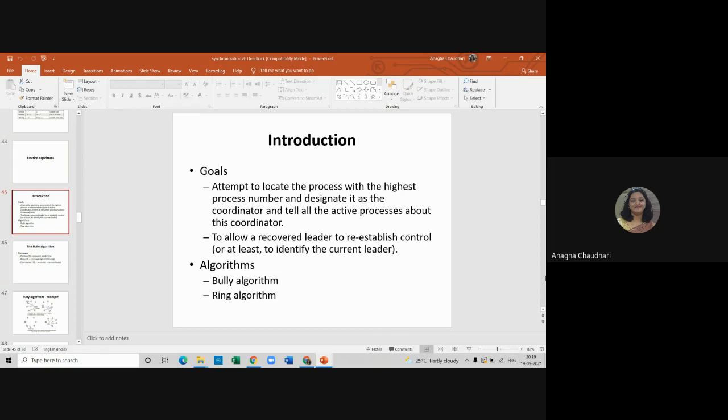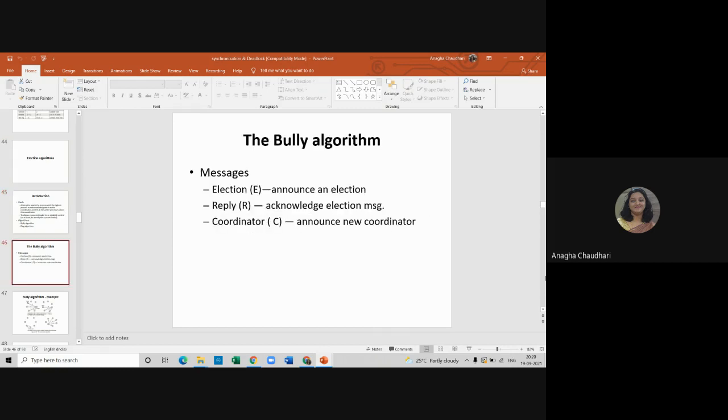Simple thing, right? So the two algorithms are bully and token ring. Don't get confused with token ring, because it is in election algorithms here, and it is also in mutual exclusion algorithms. Now, in the bully algorithm, there are three messages: election E, which announces an election; reply R, for any kind of reply, response or acknowledgement to an election message; and coordinator C, which announces the new coordinator.